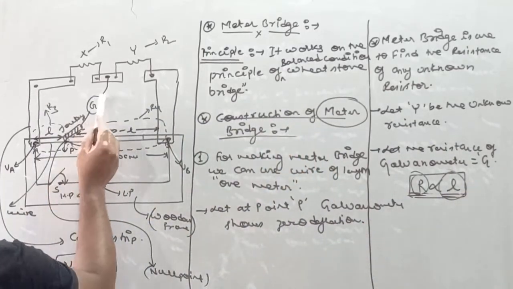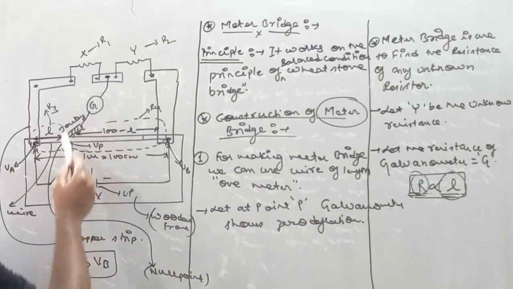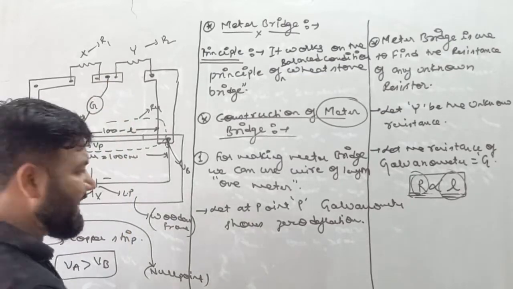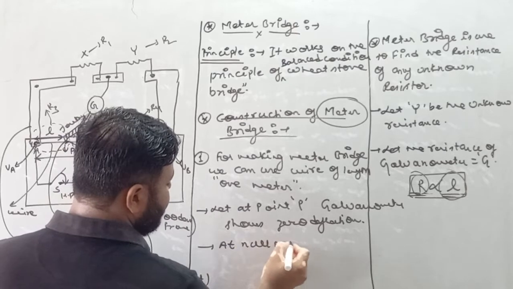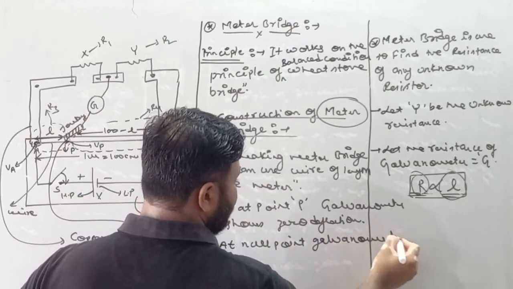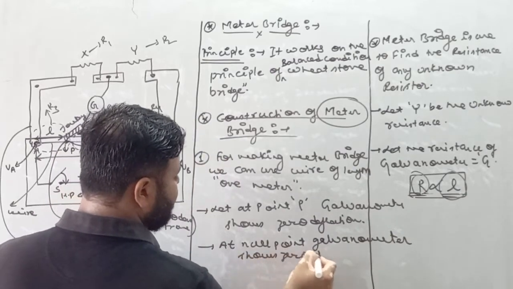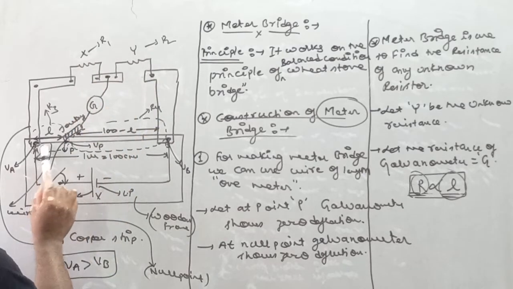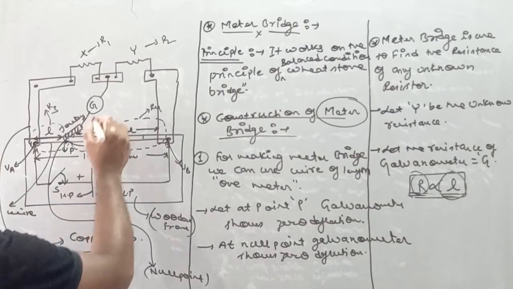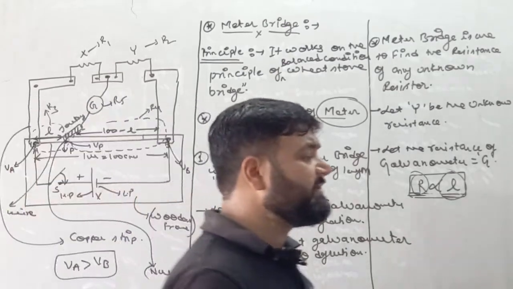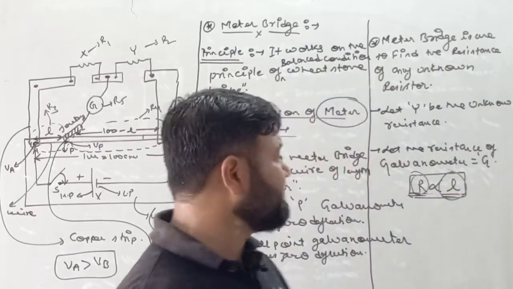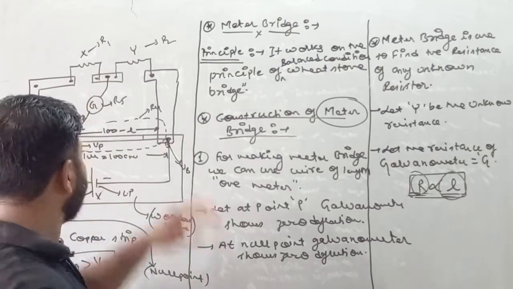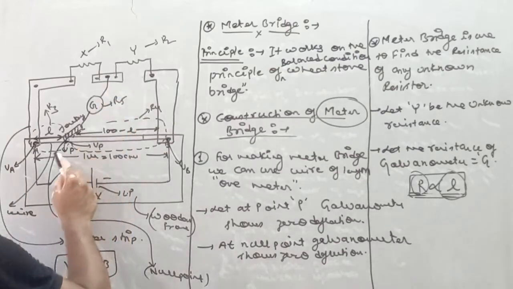Now see, at point P the galvanometer shows zero deflection. If at point P the galvanometer shows zero deflection, it means the potential of this point and this point is the same. Now no current is flowing across this galvanometer. At null point, the galvanometer shows zero deflection. So we have resistor 1, 2, 3, and 4, and one more resistor is the galvanometer. We are considering the galvanometer to be R5, because the galvanometer is also a kind of resistor whose resistance is G. Now, in this circuit we have a total of 5 resistors, R1, R2, R3, R4 and R5, and in R5 no current is flowing.